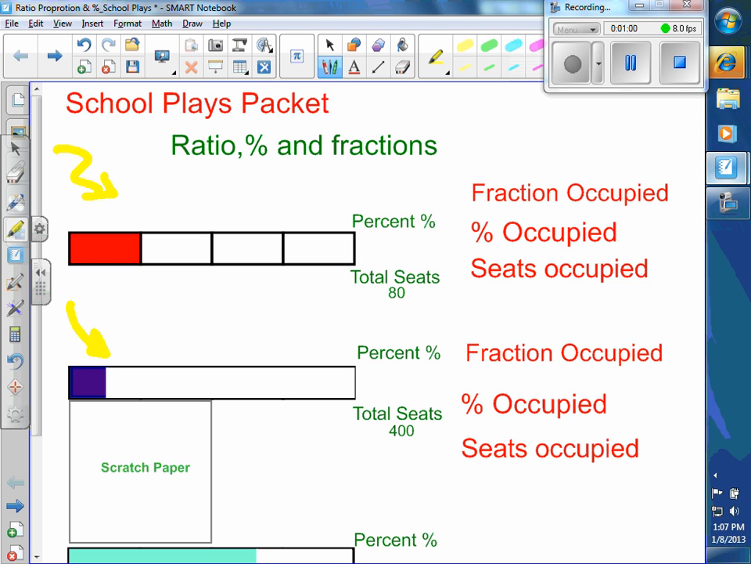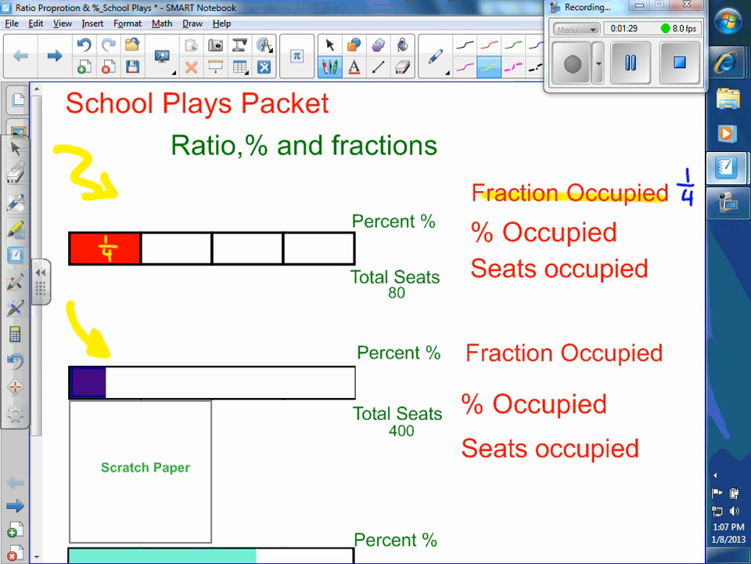So what it means is, what part of the bar is shaded? When you're asked what fraction is occupied, you're going to answer what part of the bar is shaded. That's one of the questions they ask you, because this bar is divided into 4 equal parts, and one of the 4 parts is shaded in. Does that make sense?